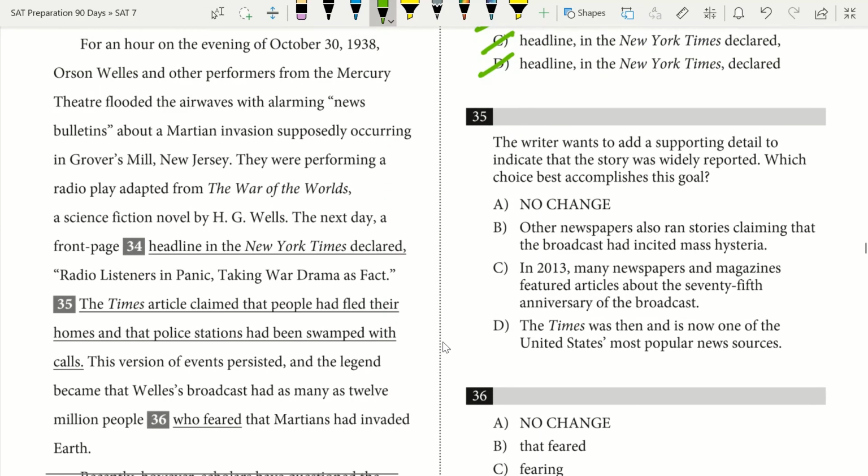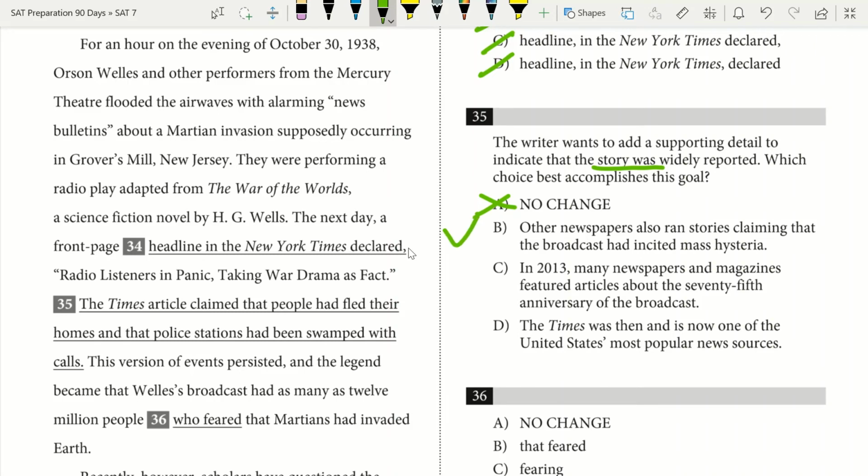Writer wants to add a supporting detail and indicate the story was widely reported. What choice best does this? We have the Times article claimed many people fled their homes and that police stations have been swamped with calls. Okay, that's not showing that the story was widely reported, so answer A would be wrong. B, other newspapers also ran stories claiming that the broadcast had incited mass hysteria. That also shows that it's widely supported, but I don't know if it's a perfect choice.